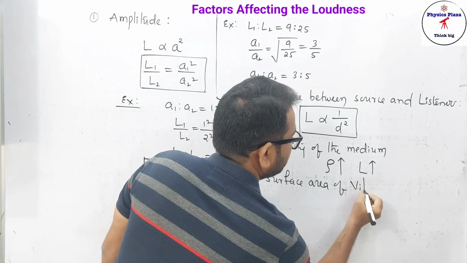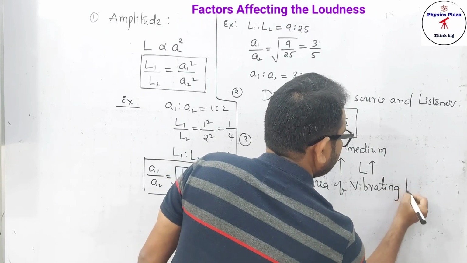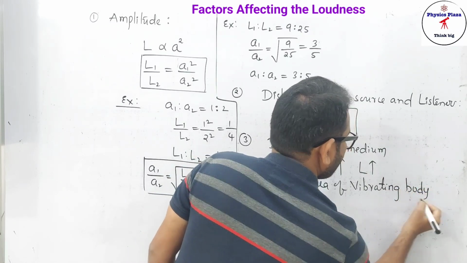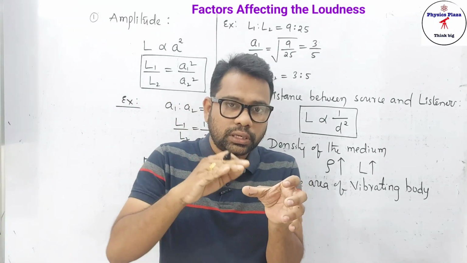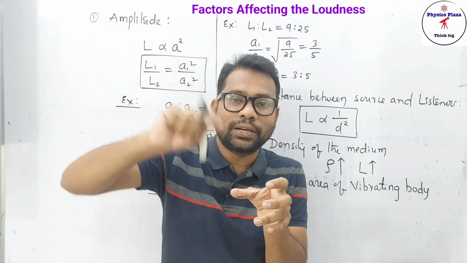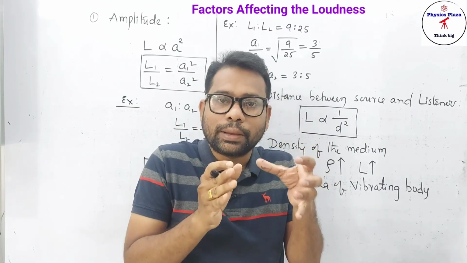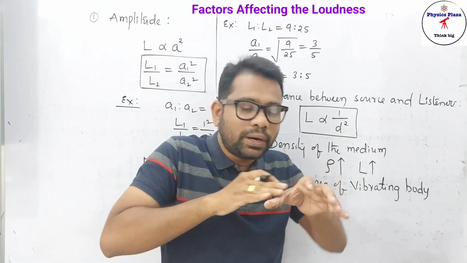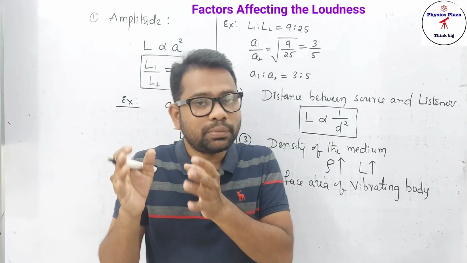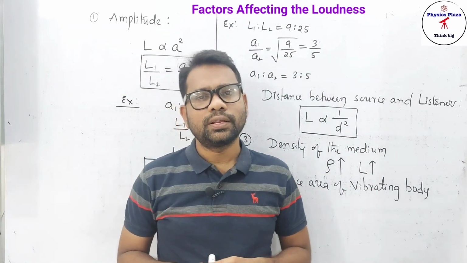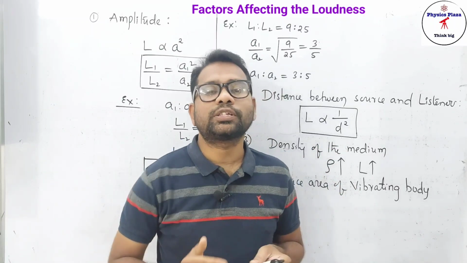Now, the fourth one is the surface area of the vibrating body. Children, this is very important. First, let us think about two drums. One has a membrane which can be beaten so that sound is produced. Think about one drum whose membrane has less surface area, and one more drum whose membrane has more surface area. Now you can think which drum can produce sound with more loudness.